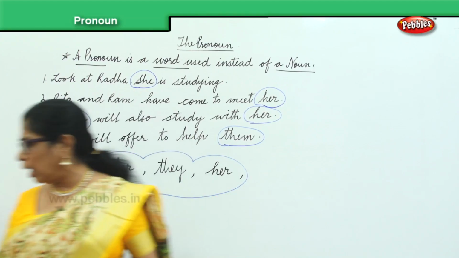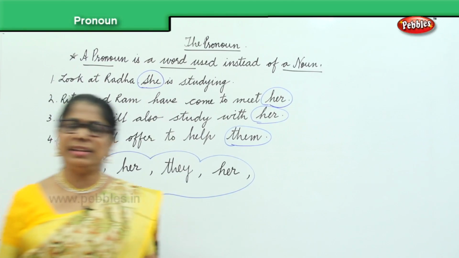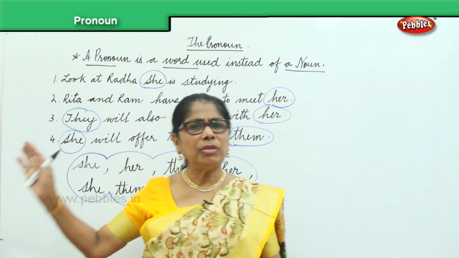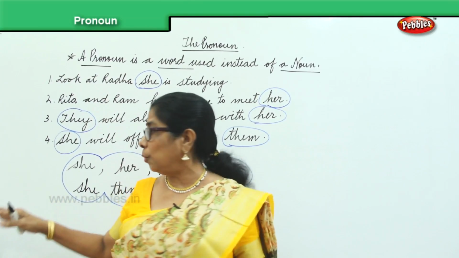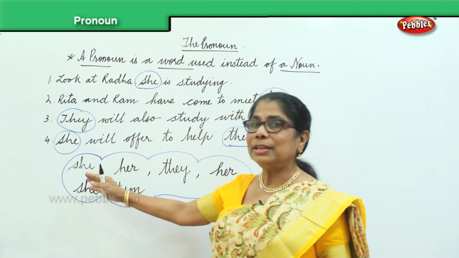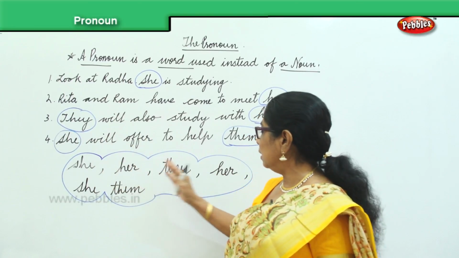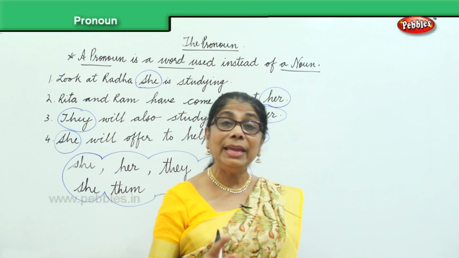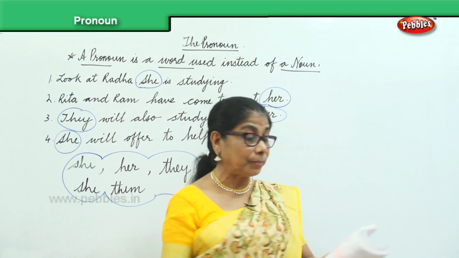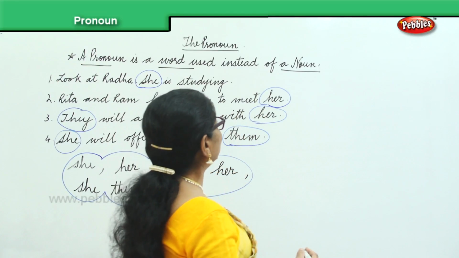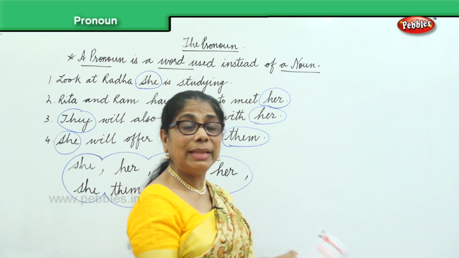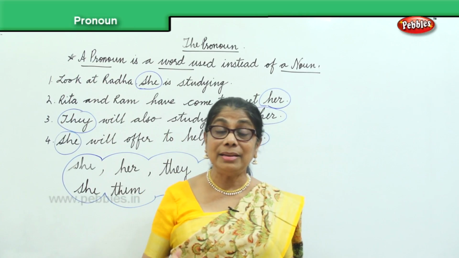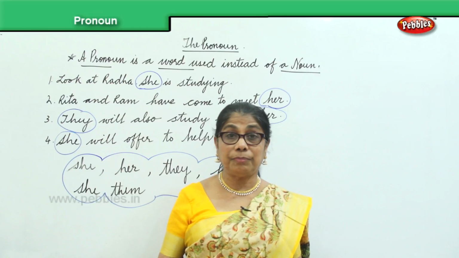Now in pronouns, we have many kinds. A pronoun is a word used instead of a noun. Words like this, used instead of a noun, she, her, they, them, all these are pronouns. We have 8 to 9 types. We have kinds of pronouns, and we'll be doing that in the next one. We have 9 different kinds of pronouns.